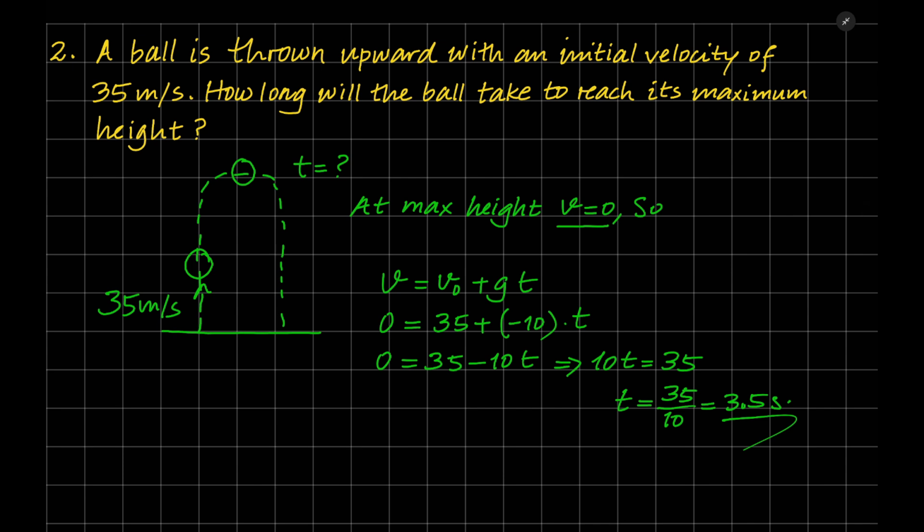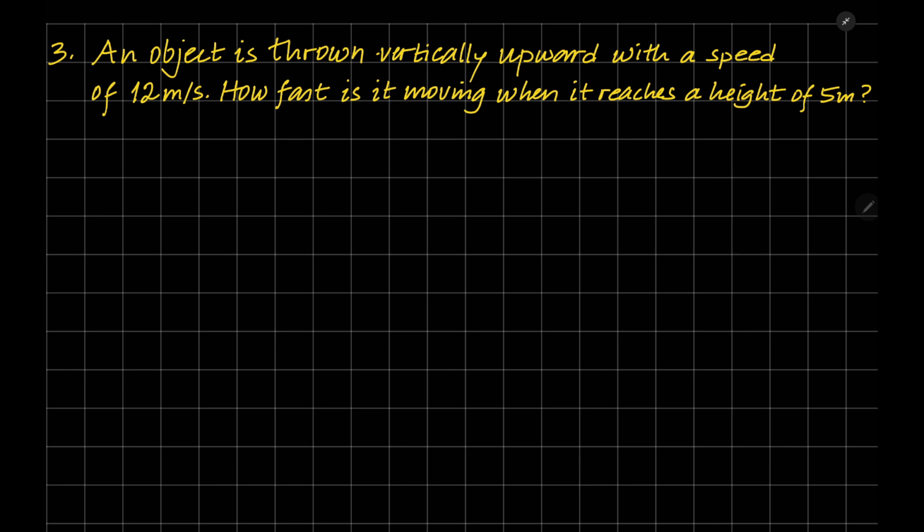I hope it's clear. Now let's go to the next question. This is the third question. An object is thrown vertically upward with a speed of 12 meters per second. How fast is it moving when it reaches a height of 5 meters?